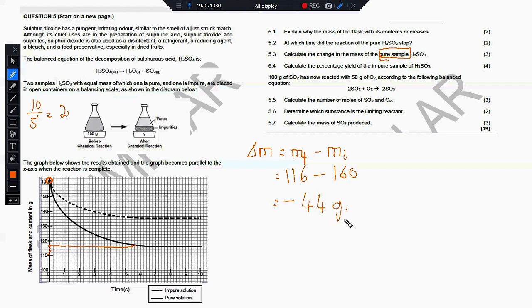So that means negative 44 grams of the pure sample has been used up during the reaction. So we had a total of 160 grams, but only 44 grams was used up during the reaction. So that's the meaning of that. So that's how you were just supposed to calculate that for 3 marks. Okay. And then let's now look at 5.4.